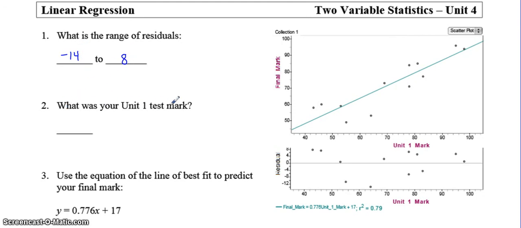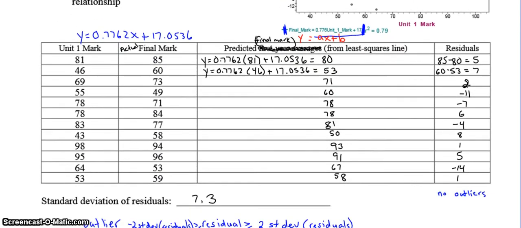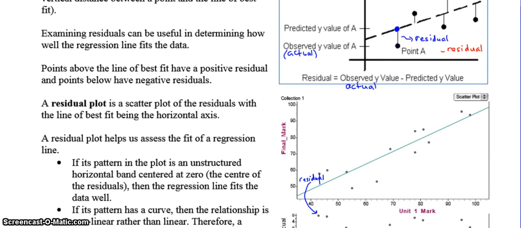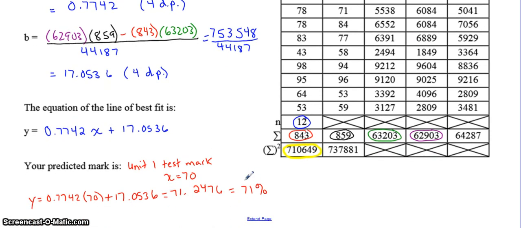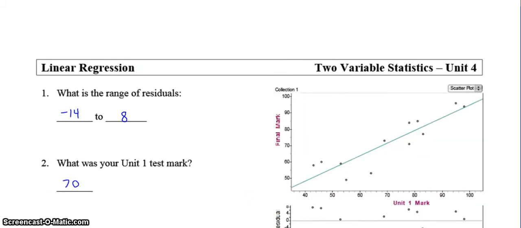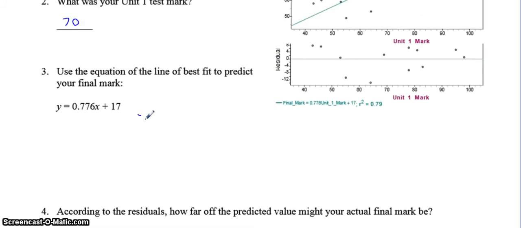So I want you to once again write down what your Unit 1 test mark was. So let's say it was 70. And then from using the line of best fit, I want you to write down what your predicted mark was, 71, or whatever your predicted mark was. So this model is telling me that if I got a 70 on my Unit 1 test, it's predicted that I would get a 71 on my final mark.